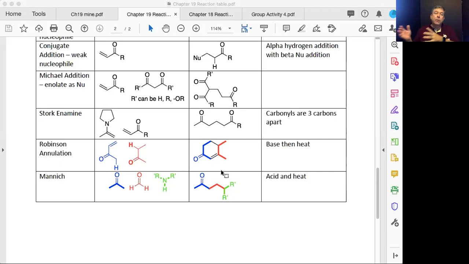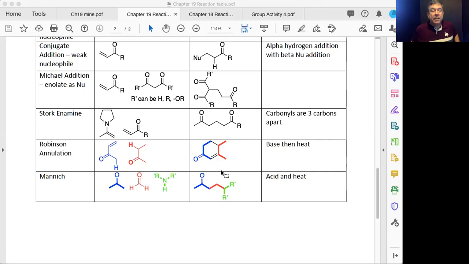Just like when we followed where the double bond went in the Diels-Alder reaction, the double bond always ended up between the diene alkenes. And so we could follow where the carbons started by where the double bond was at the end.